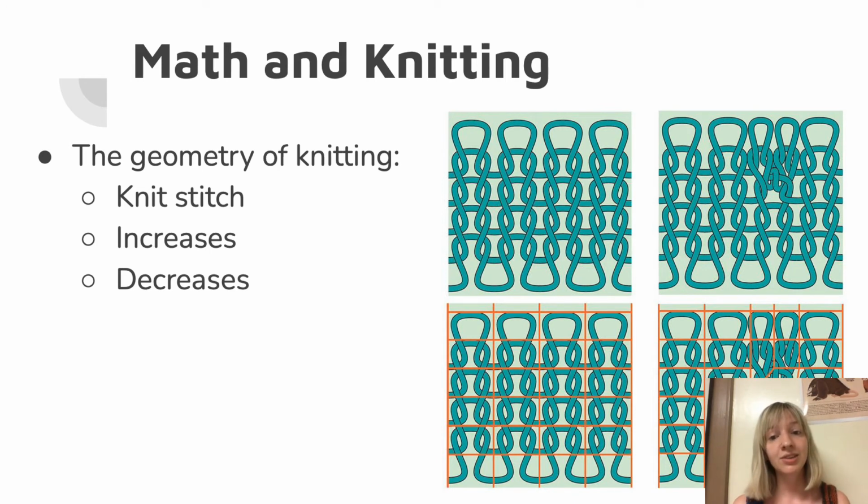And using increases, decreases, and various types of stitches, knitting is the creation of a structure made through choices in the creation of each individual stitch. And this shows that knitting is a lot more technical and mathematical than one might think originally.